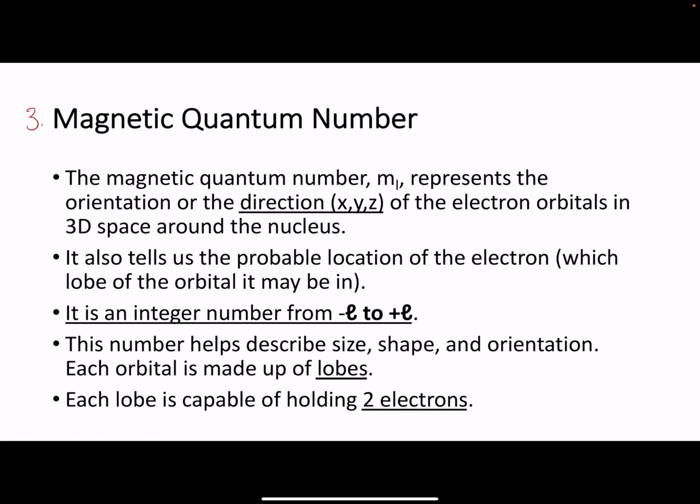The third number is called the magnetic quantum number. So let's jot these out again. We've got n, we've got l, and now we have ml. So first we have the size, then we have the shape, and now we have the direction of the shape.